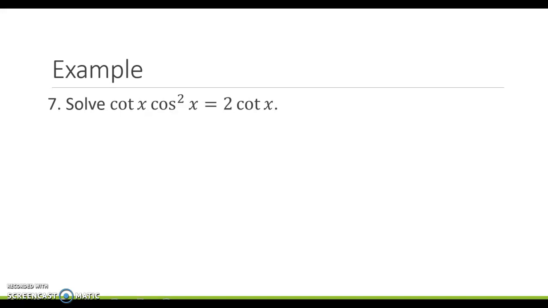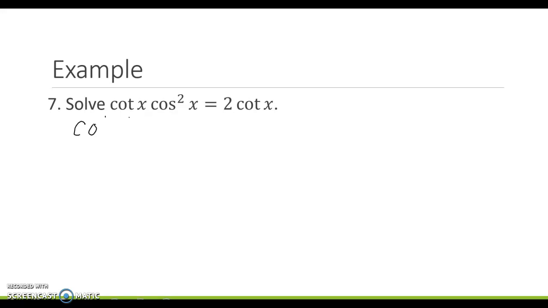All right, here we are going to do something similar to what we did in the last example. We're going to start by getting this set equal to 0 so that we can factor, and hopefully our factors end up being just in terms of one trig function, so that way I can solve this equation.